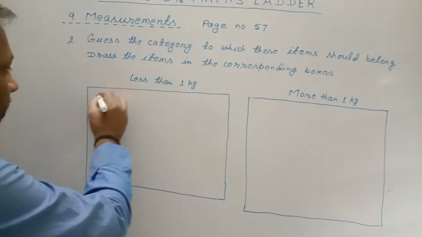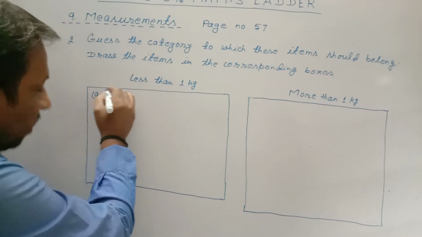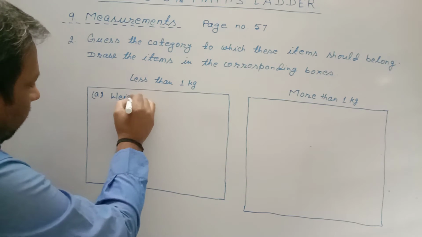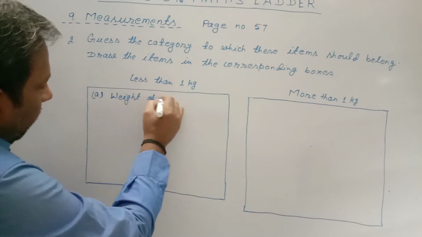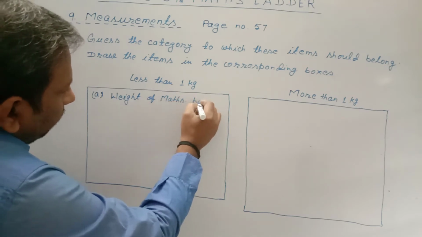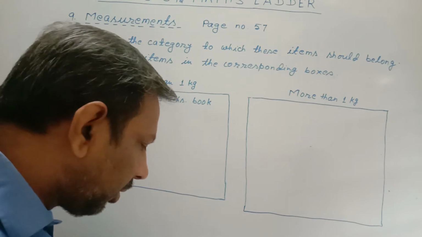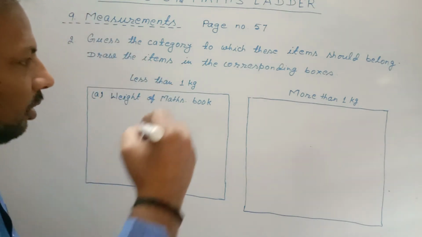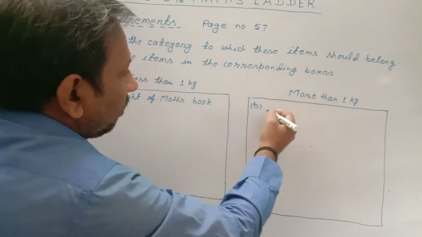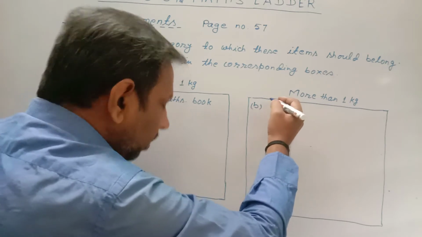So here we write A, weight of maths book. Question number B is weight of your teacher's table, that will be more than 1 kg. So we'll write in this box. This box is for more than 1 kg, so we'll write weight of teacher's table.